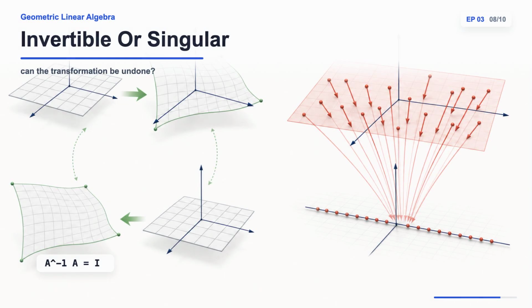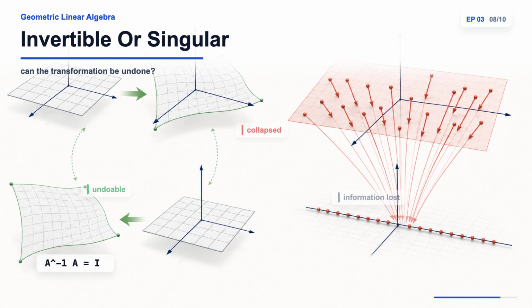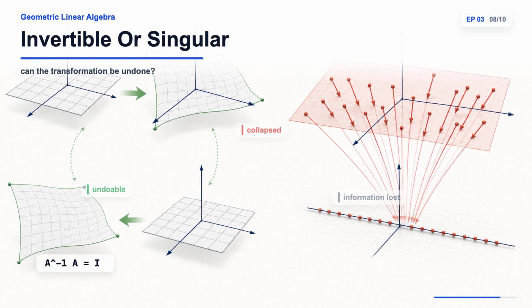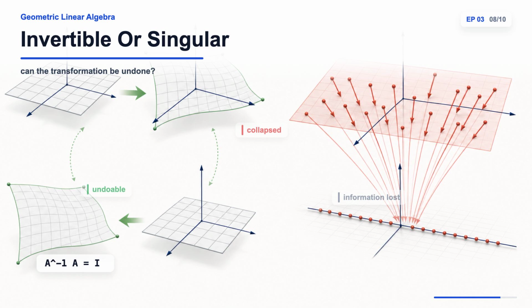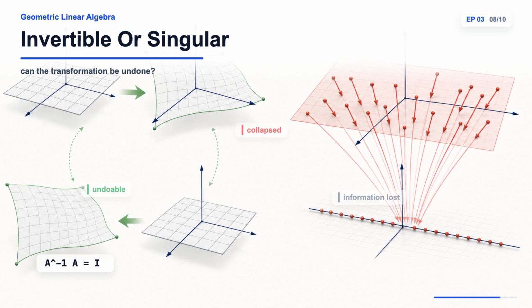Some transformations can be undone. If a matrix stretches, rotates, shears, or reflects without collapsing dimensions, every output vector has exactly one input vector. That matrix is invertible. Its inverse performs the reverse space action. But if the transformation flattens the plane into a line or collapses space into a lower dimensional set, information is lost. Many different inputs can land on the same output, so there is no unique way to go back. That is the geometric meaning of a singular matrix.